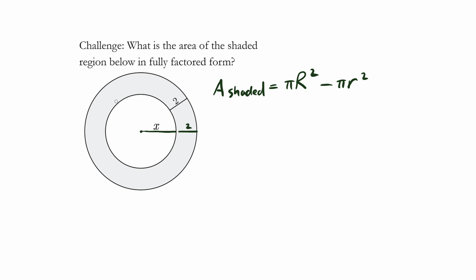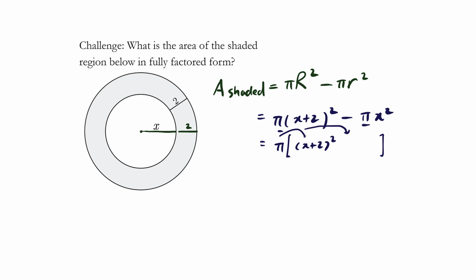So we know that the area of the shaded is pi R squared, the big circle, minus pi r squared. So for practice, let's try to think of the radius squared as x plus 2, minus pi r squared, which happens to be the inner radius, which is x. Let's try factoring out the GCF, pi. Pi is common to both terms. We're going to set up a big bracket here. Pi times what becomes the first term? And we have x plus 2 squared. Now pi times what becomes the second term? We have negative x squared.